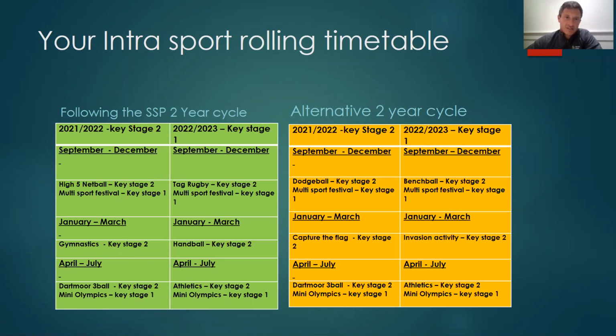Between September and December, you're running 2 competitions. Between January and March, you're doing 1, and between April and July, you're doing 2 more. So we know that is very, very achievable, and that is definitely something that we can do.